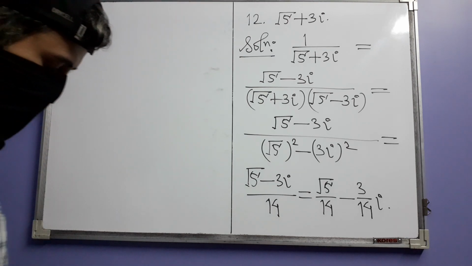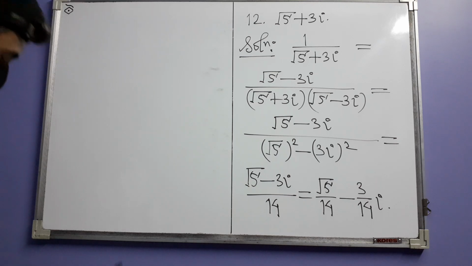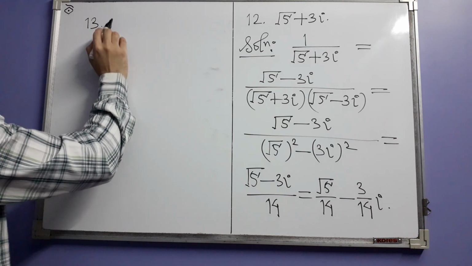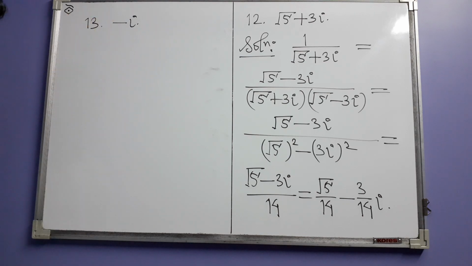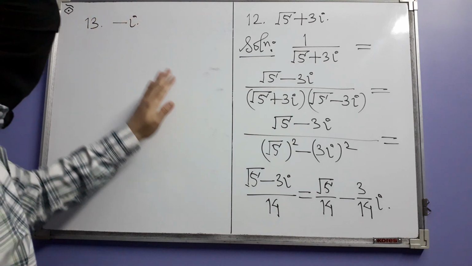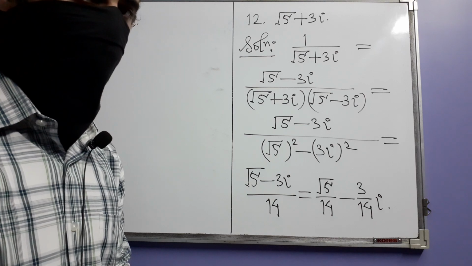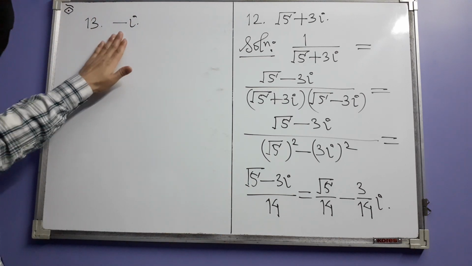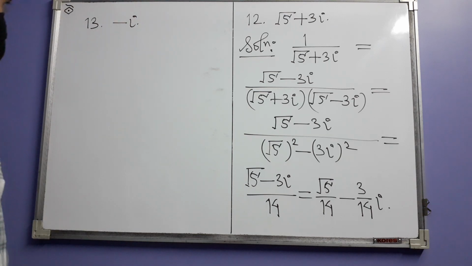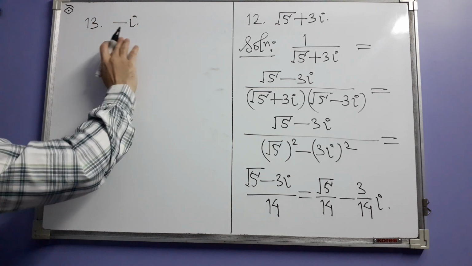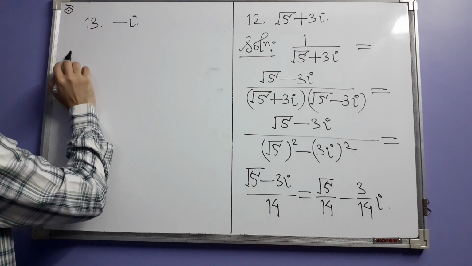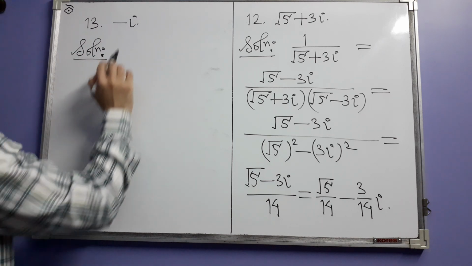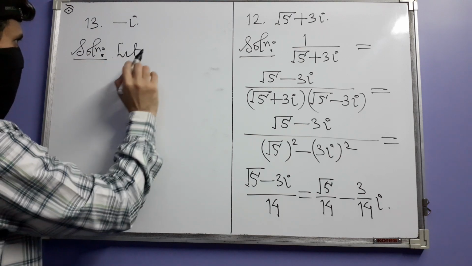I think there is one more here. 13. This is minus i. Now the simplicity of this number should not throw you off. You follow the exact procedure and do whatever is needed in this case also. Suddenly, because it looks like a very simple number, you don't get confused, because it is also a complex number. So again, let me go back to the original method.